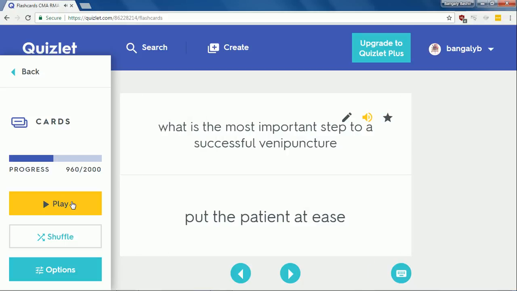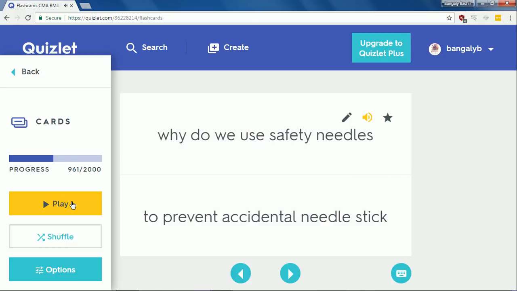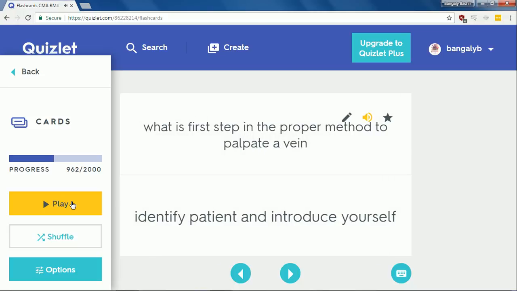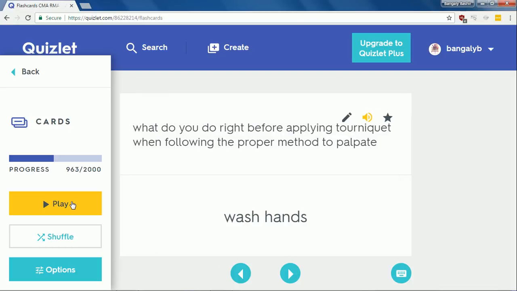What is the most important step to a successful venipuncture? Put the patient at ease. Why do we use safety needles? To prevent accidental needle stick. What is first step in the proper method to palpate a vein? Identify patient and introduce yourself. What do you do right before applying tourniquet when following the proper method to palpate? Wash hands.